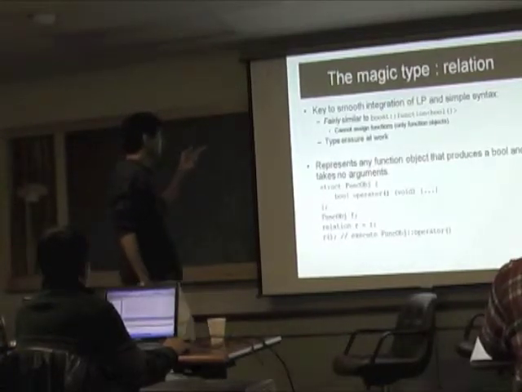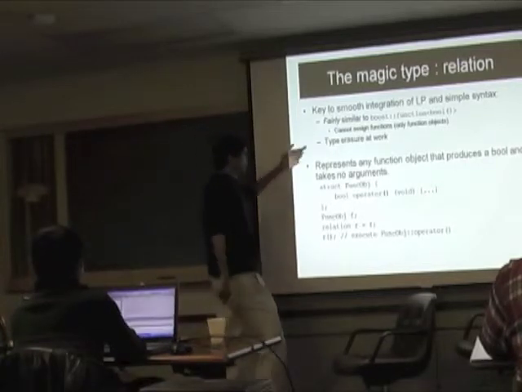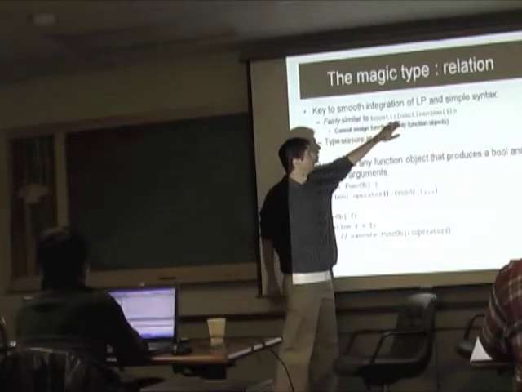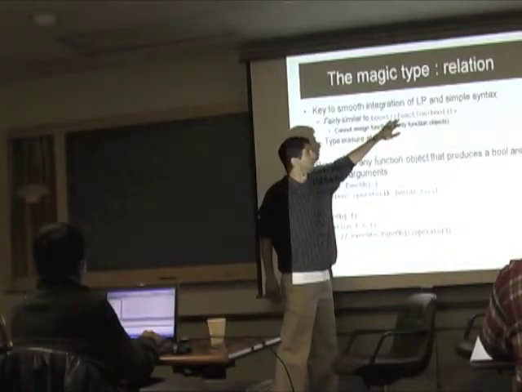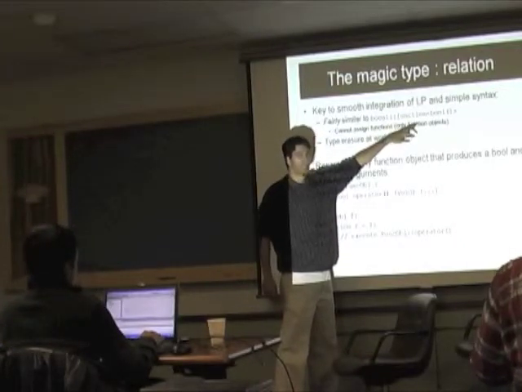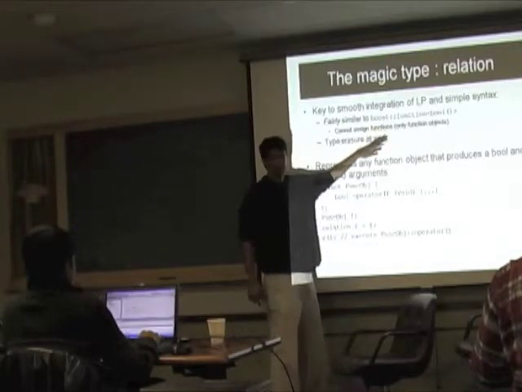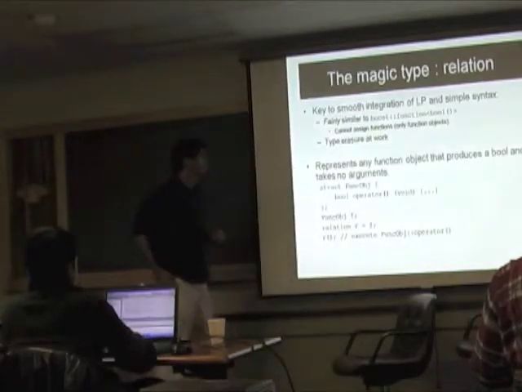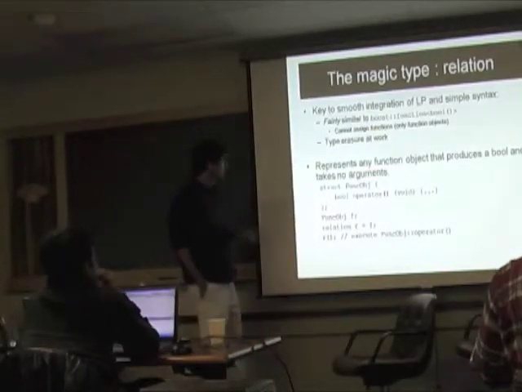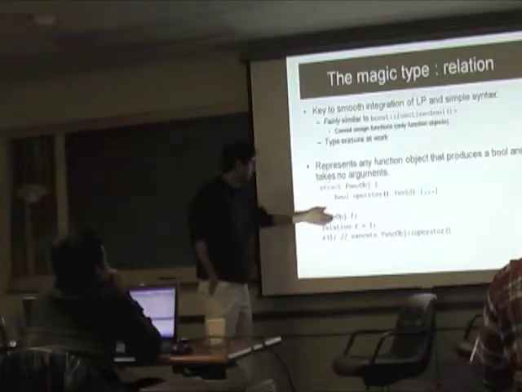Then, type relation. Type relation is very similar to boost function: it returns bool and takes nothing. But the small difference is it only works with function objects, not ordinary functions. So basically you have a function object and you can just assign it to a relation.